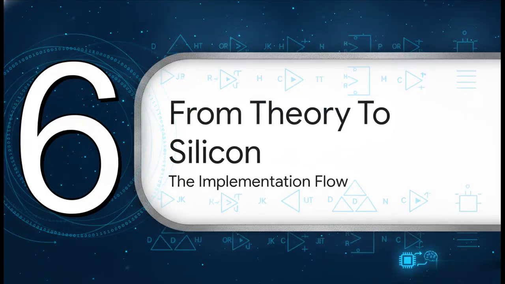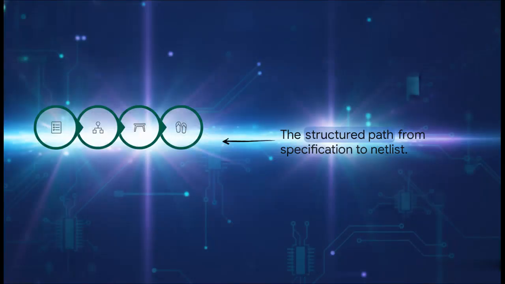Section 6, From Theory to Silicon, the Implementation Flow. This visual flow maps perfectly to the RTL, Register Transfer Level, synthesis process. It's the complete journey from a blank whiteboard specification all the way down to a gate-level netlist of physical wires and transistors. It just goes to show that no matter how ridiculously complex the final microchip is, the design process follows a very logical, highly structured path.